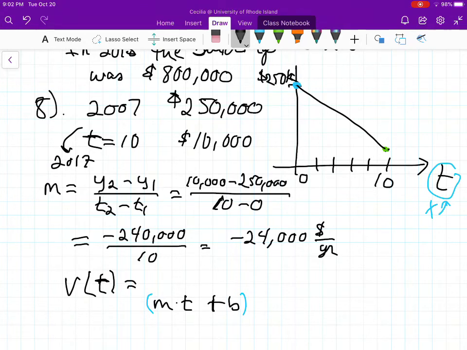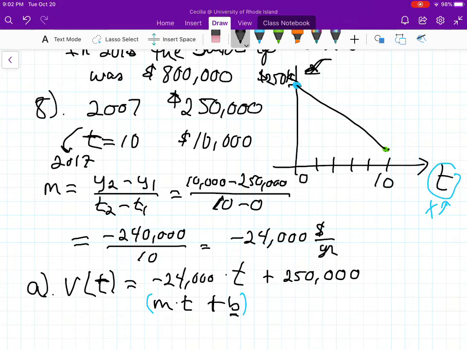So we found the slope, which is minus 24,000, and now the variable is t, okay, instead of x, and now we need the y-intercept, which we already know because we were given that at the very beginning at time 0, which is where the y-intercept happens. It was $250,000. Therefore, now we have the equation for the linear depreciation.